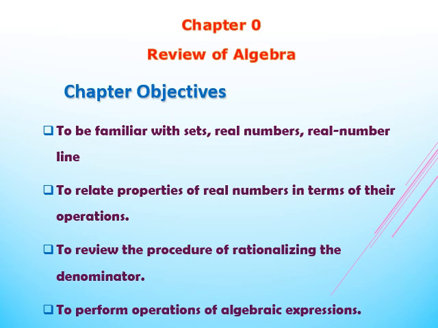We will start with Chapter 0, which is the review for the algebra, and this is the basics for the mathematics techniques. This chapter's objective is to be familiar with the sets and the real number line. Also, we will introduce the related properties for the real numbers in terms of their operations. Then we will review the procedures for rationalizing and taking radicals. Finally, we will perform operations for algebraic expressions.